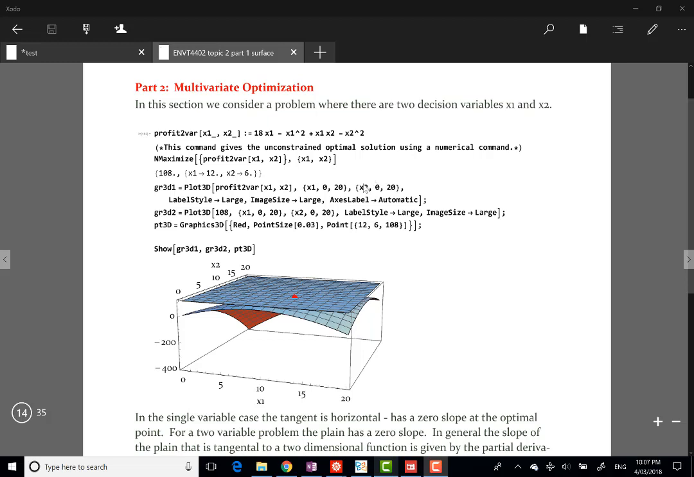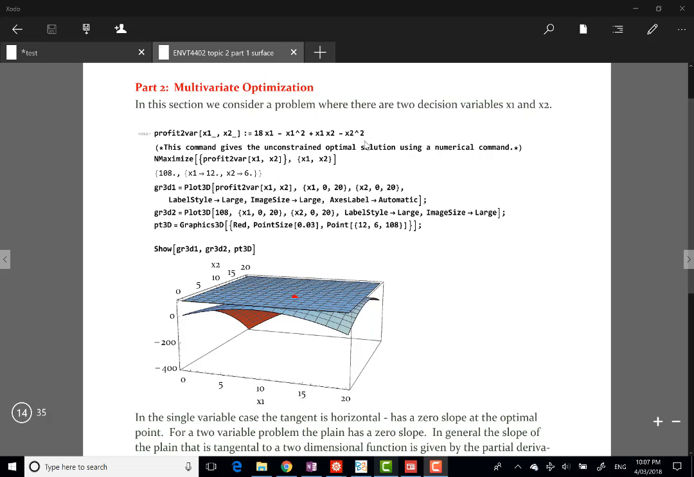In Part 1 we looked at a problem where there was just one decision variable. We'll find there's much that's familiar when we look at a problem with two decision variables, but some things are slightly more complicated, and because of this we restrict ourselves to looking at a problem with two variables.